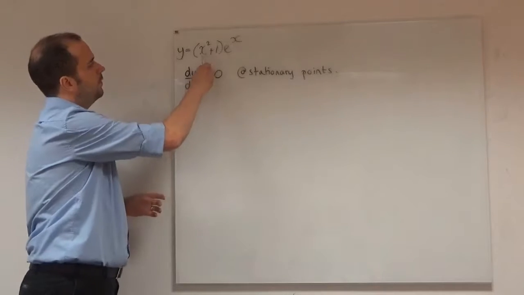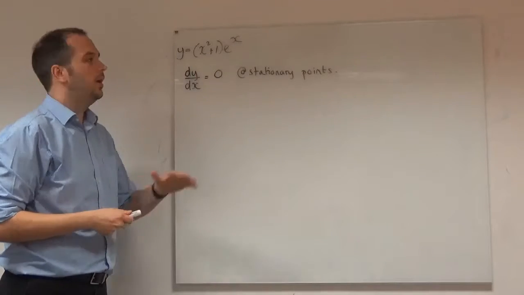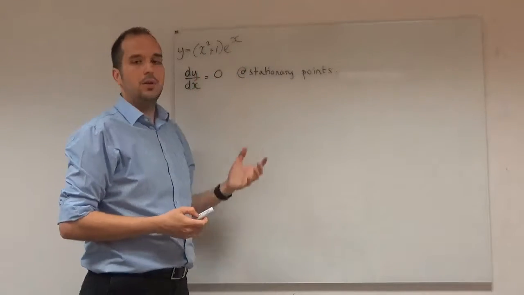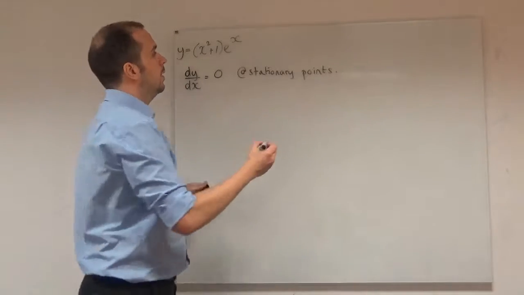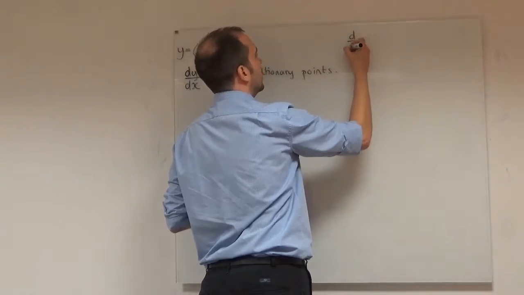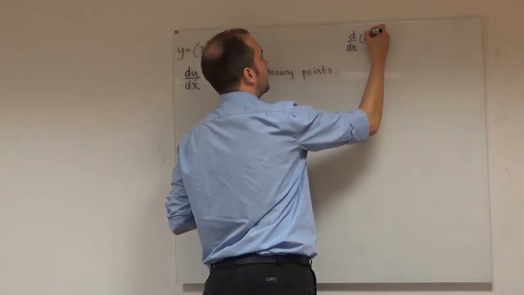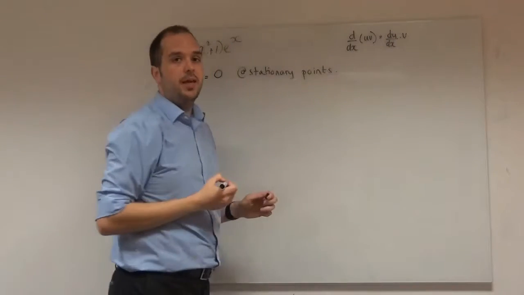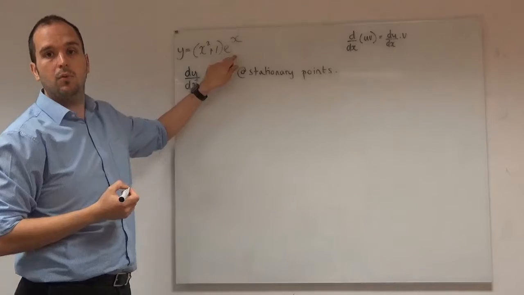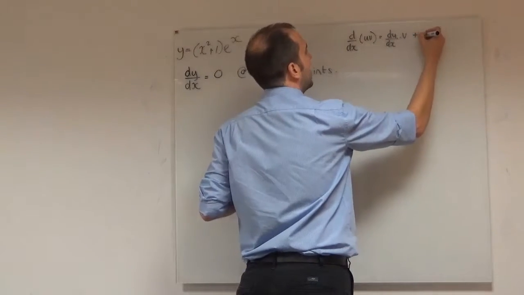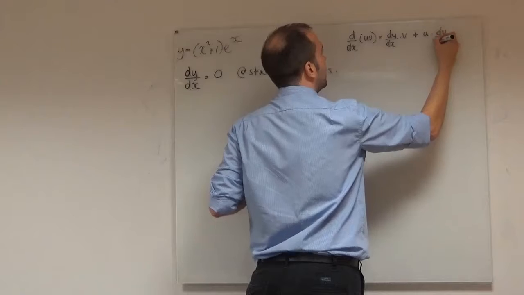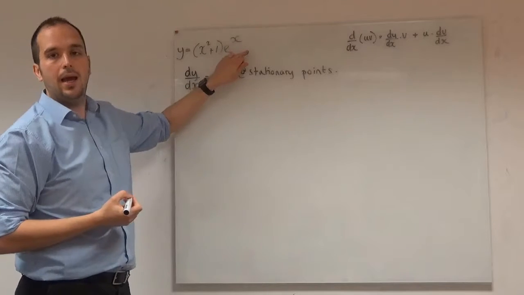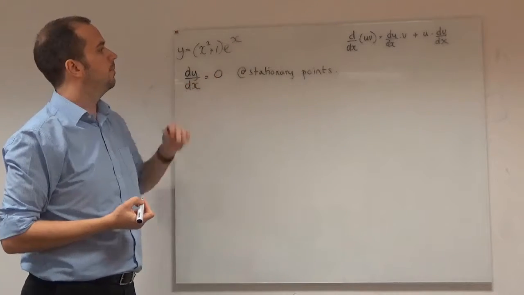Now you'll notice here we have two functions. We have x squared plus 1 and the exponential function e to the x, but they're multiplying each other. So that tells us that we should be using the product rule. If we recall what the product rule tells us, when we differentiate uv, we get du by dx multiplied by v. So differentiate the first term multiplied by the second term, and then we add to that u times dv by dx. So leave the first term alone and multiply by the derivative of the second term.